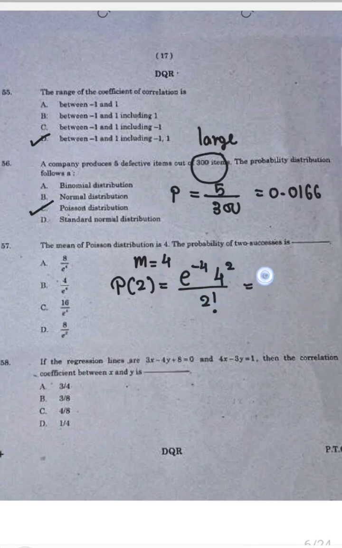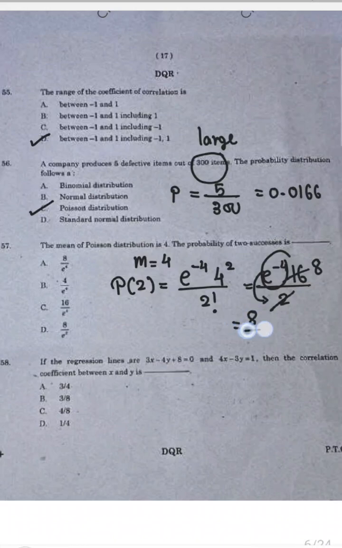Now if we see over here, it is e raised to minus 4 times 4 squared, which is 16, divided by 2. This should be 8. Apart from this, e raised to minus 4 we can take into the denominator to make it 8 divided by e raised to 4, which was option A.